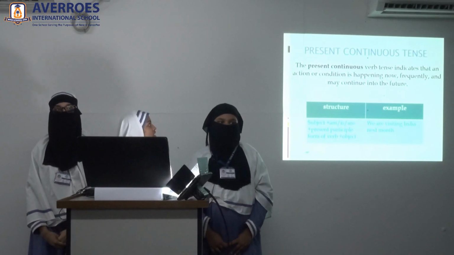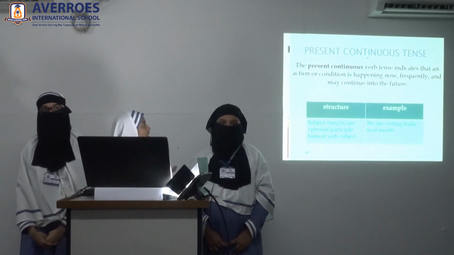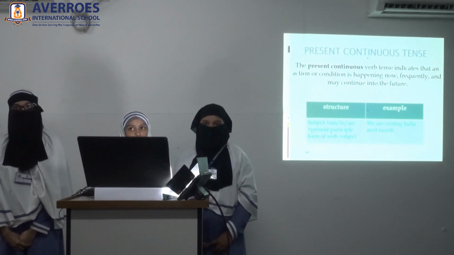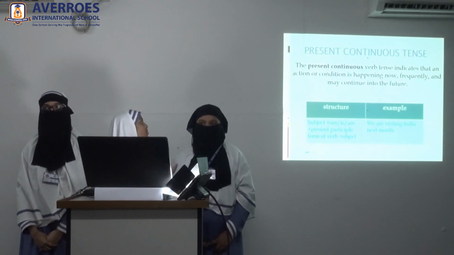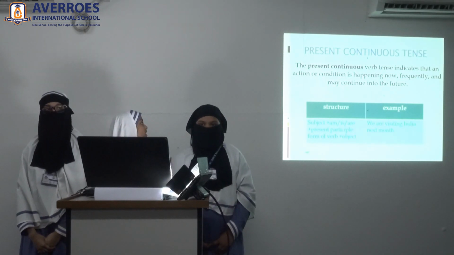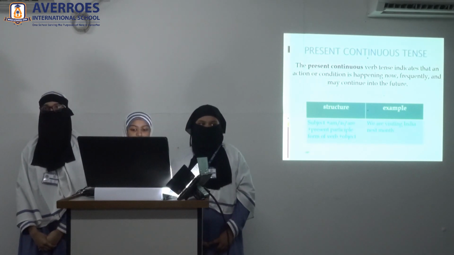Present continuous tense. The present continuous verb tense indicates that an action or condition is happening now, frequently, and may continue in the future. The structure of present continuous is subject plus am or is or are plus present participle form of verb plus object. Example is, we are visiting India next month.